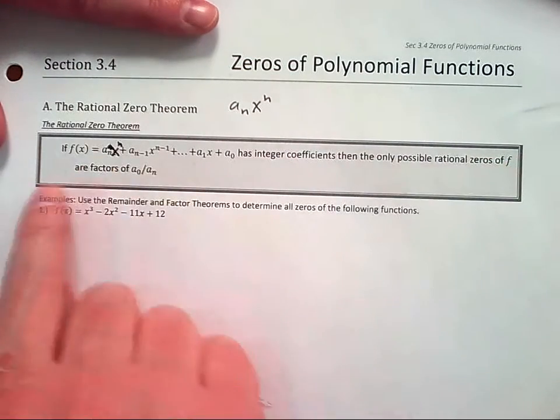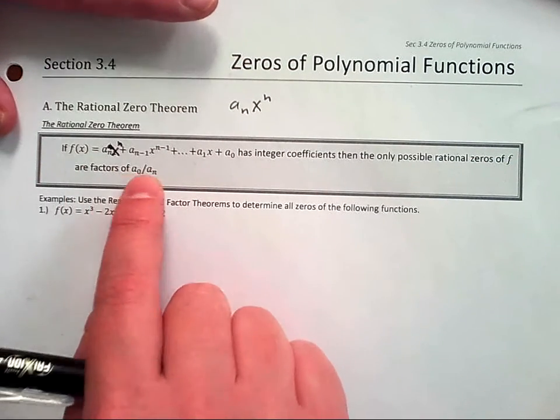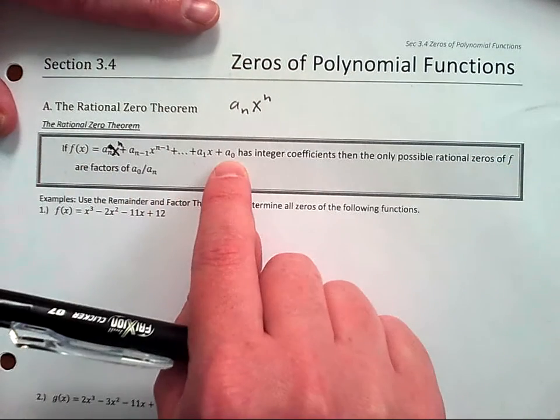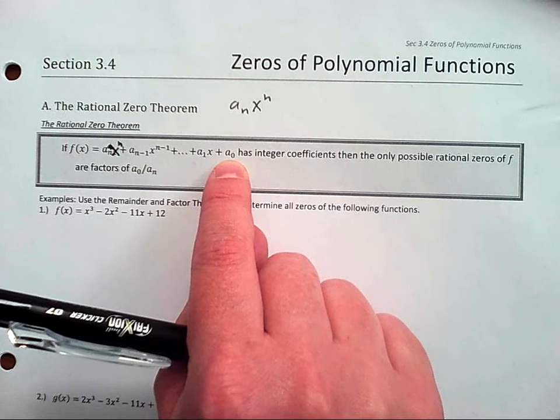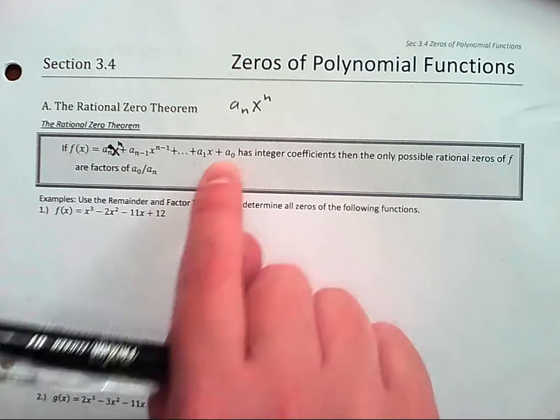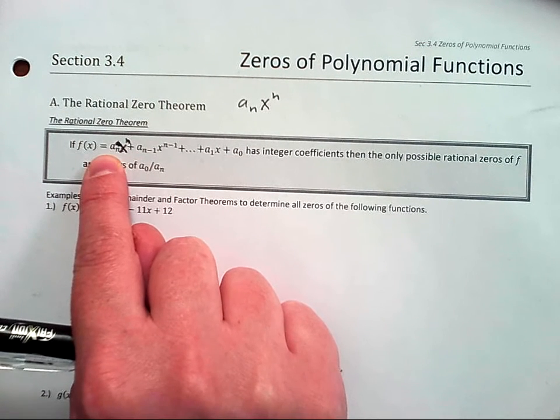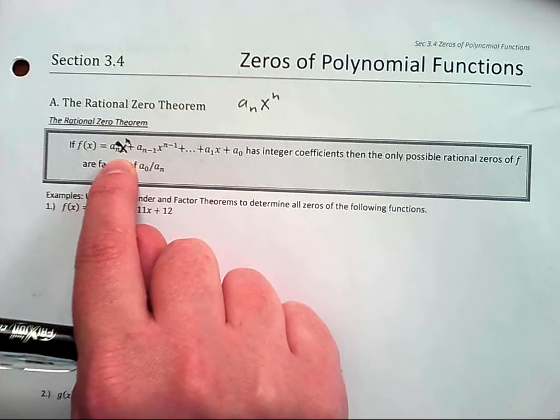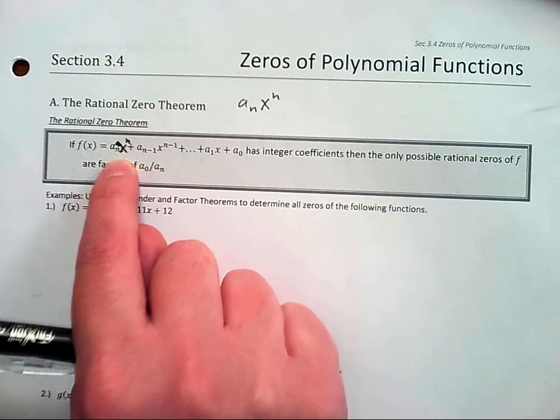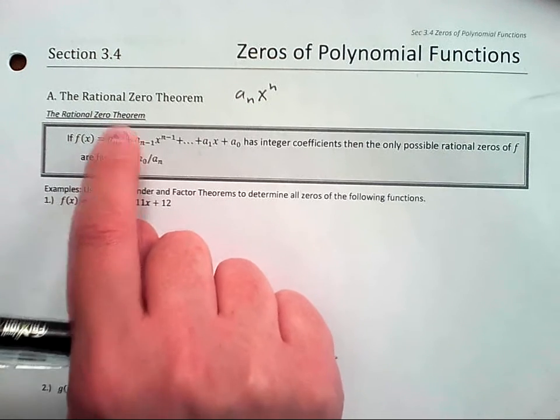Possible rational zeros are factors of a sub 0 over a sub n. A sub 0 in this case is the constant. It's the number with no x's, right? A sub n is the lead coefficient. It's next to the variable to the highest power, right? So those are the only possible rational zeros that we can have that can possibly be roots.